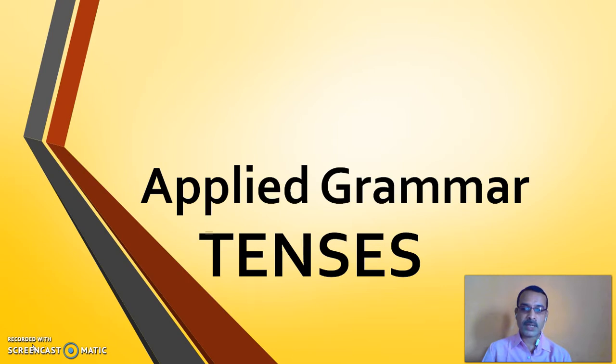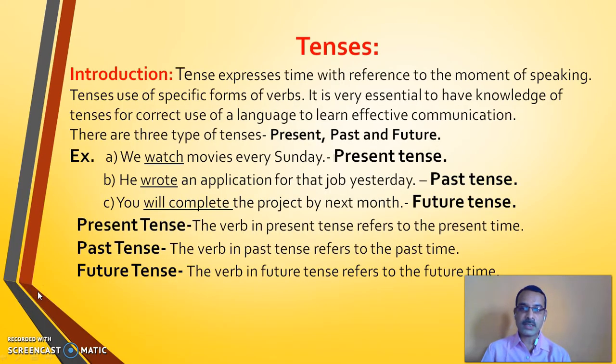In today's video, we are going to study the tenses in English language. As we know, tenses are a very important aspect of any language. For effective communication, we must have the knowledge of all types of tenses. We know that there are three main types of tenses. First is present tense, next is past tense, and another one is future tense.